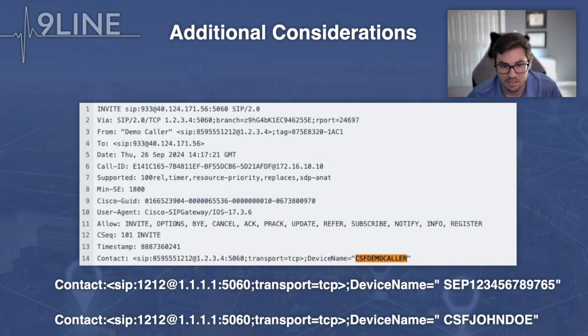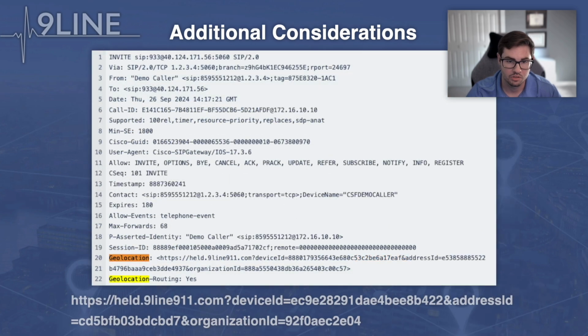And then as far as Nyline for UCM physical phones and Jabber endpoints, you can ensure that the contact header includes the device name of the phone, and then there's some header examples listed on the screen right now. And then in relation to Nyline for UCM WebEx using held, you can ensure that the geolocation header is present with the appropriate tokens, and then there's a geolocation URL example listed on the screen.